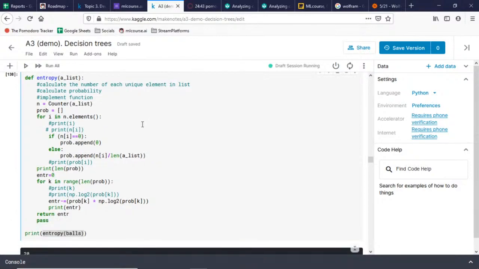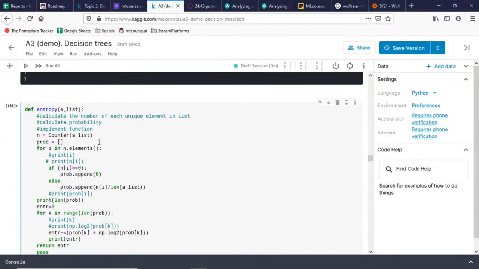Yeah, I had some problem with this. Okay, so what was wrong? Well, so yeah, I had a problem with this function counter.